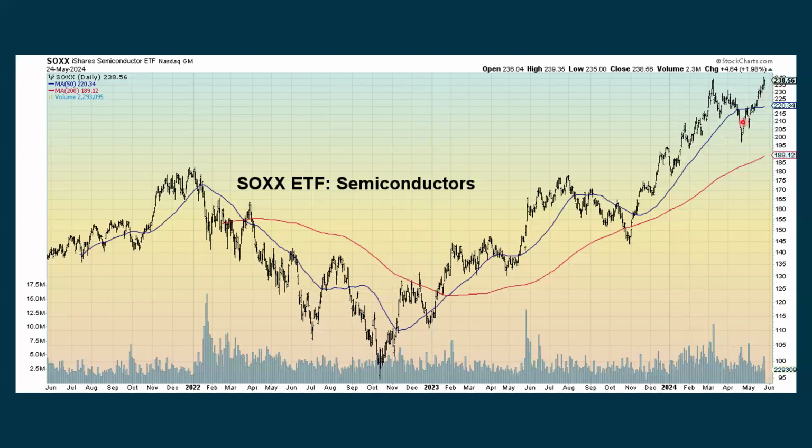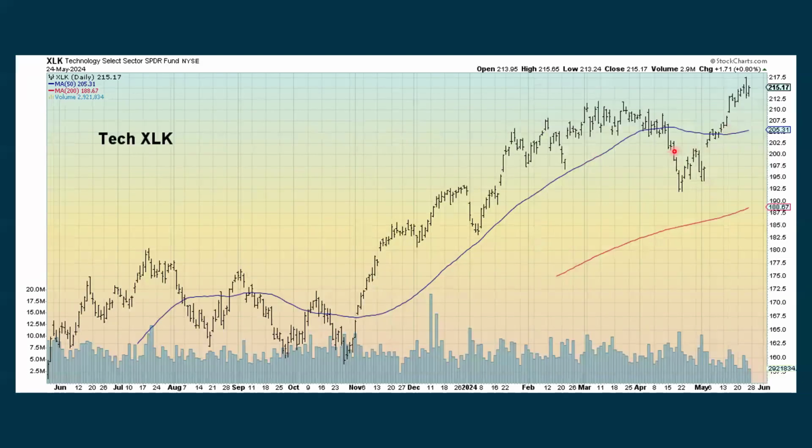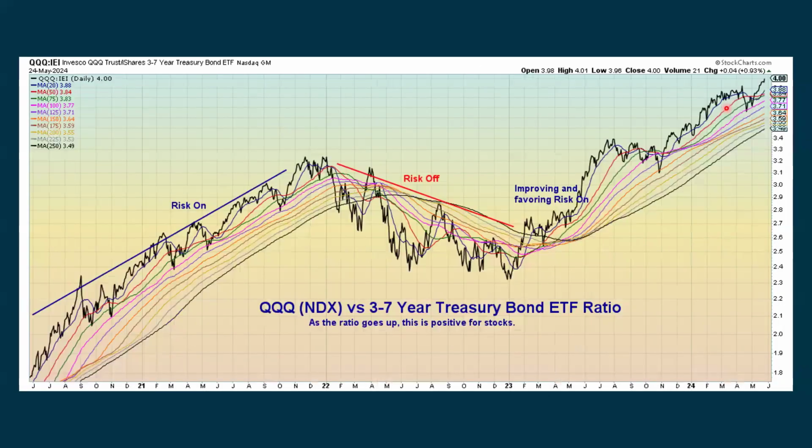Semiconductors also looking good for right now. This is a huge part of tech, and the fact that they were up really helps the market. Here's the tech sector by itself, also looking pretty positive right now. And then we do some ratios. We look at the QQQs and we compare them with bonds. When this is coming up out of the rainbow like it is now, that's positive. That means the Qs are outperforming 3 to 7 year bonds based on price.